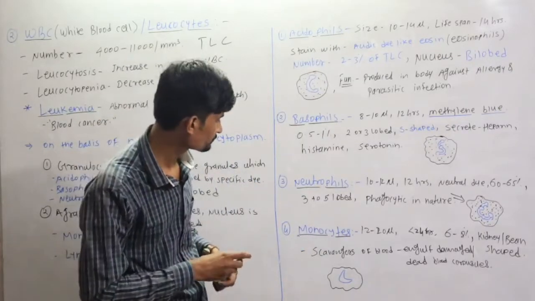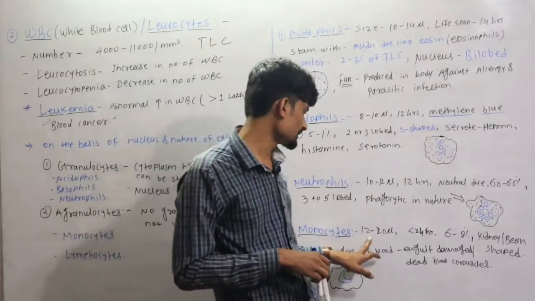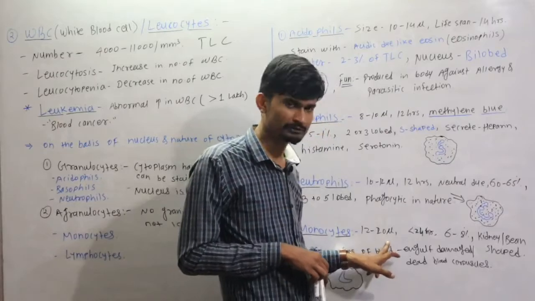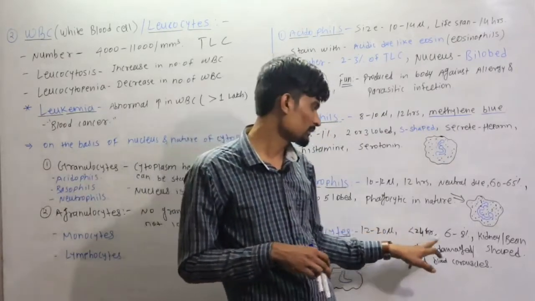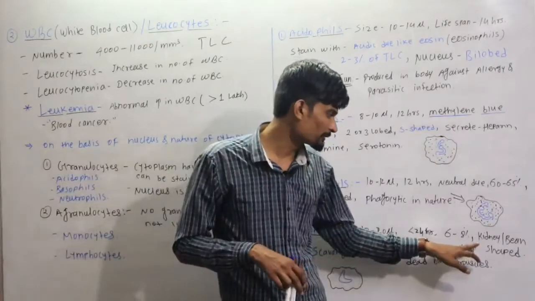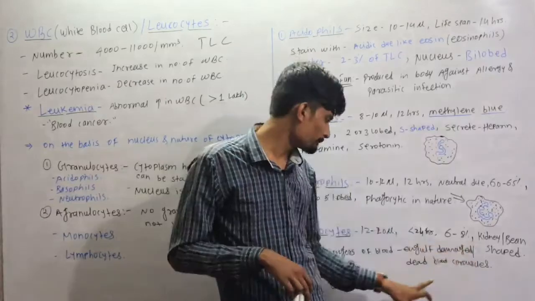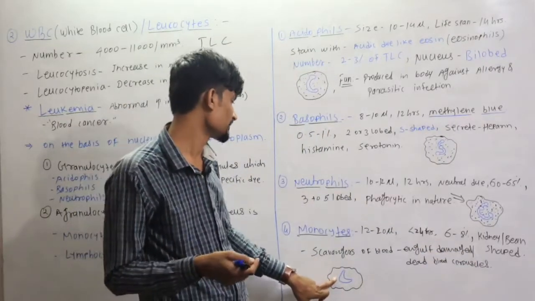Okay, students. Next one is the monocytes. The monocytes are 12 to 20 micron in size. The lifespan is almost 20 hours or less than 24 hours. The percentage or the number is 6 to 8%. The shape of the nucleus is kidney shape or bean shape, like this. The kidney shape, or you can call it a bean shape.